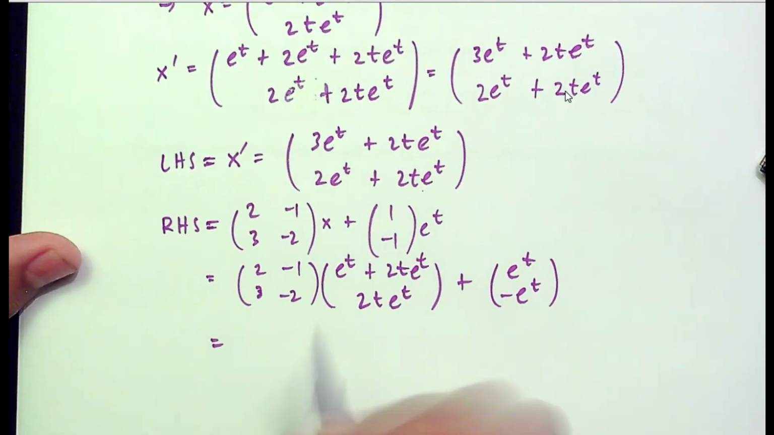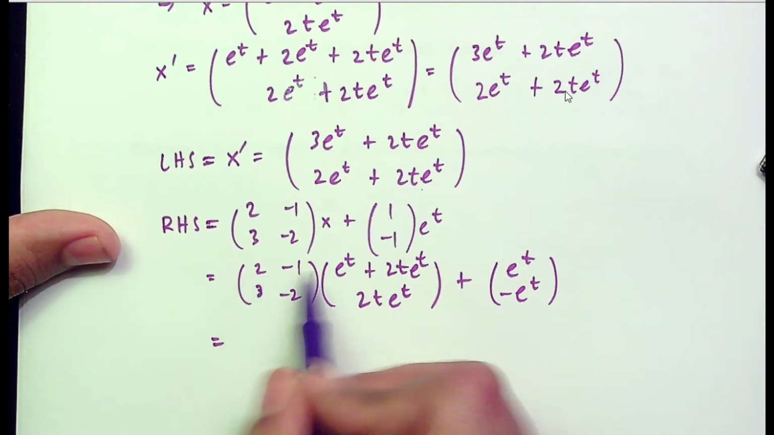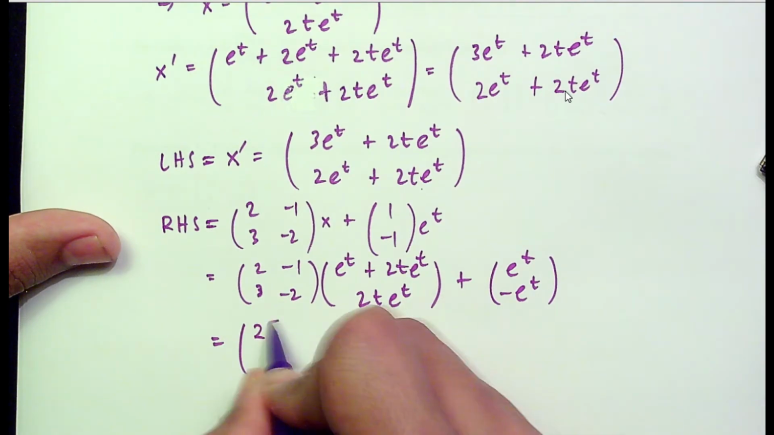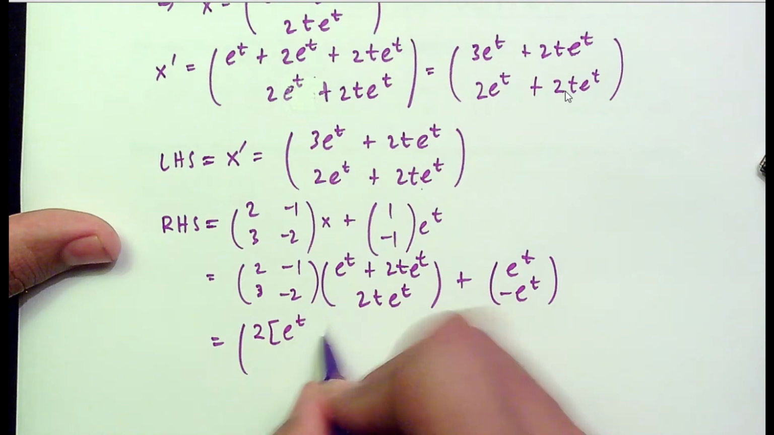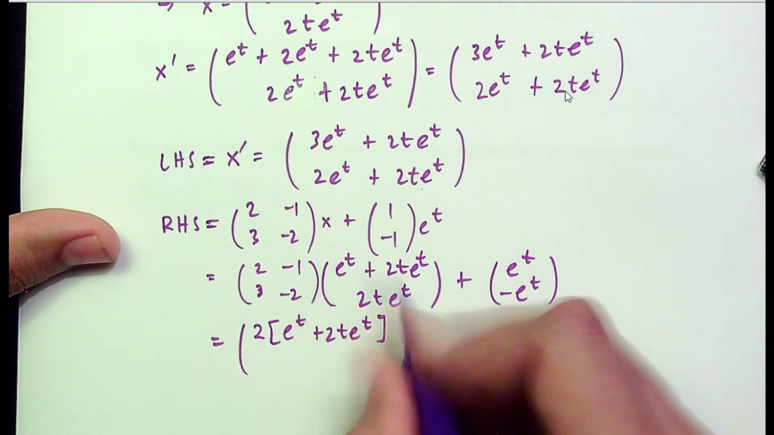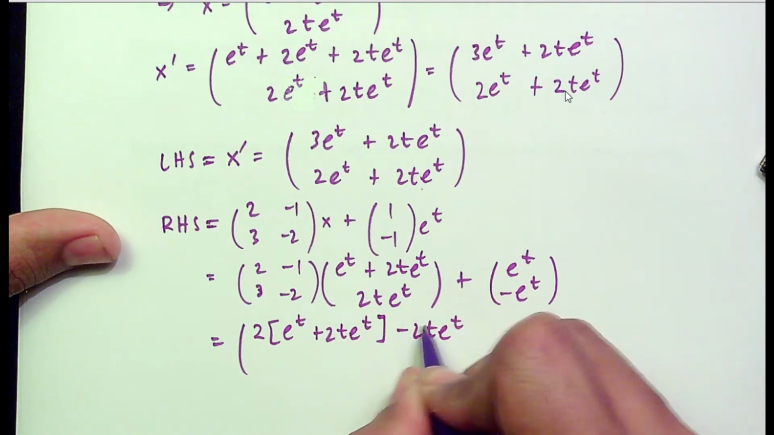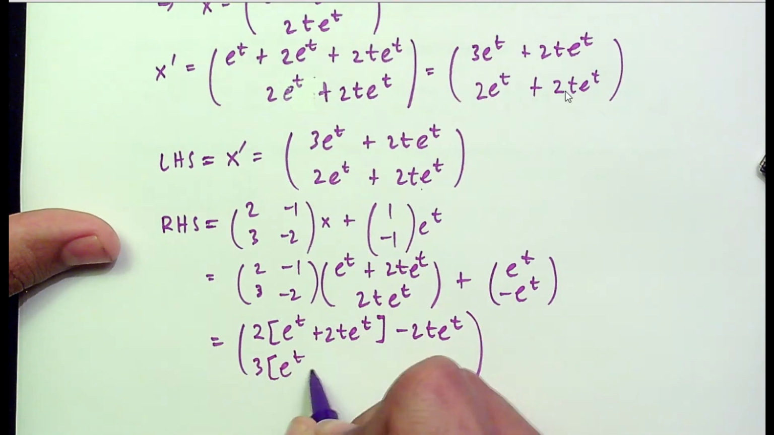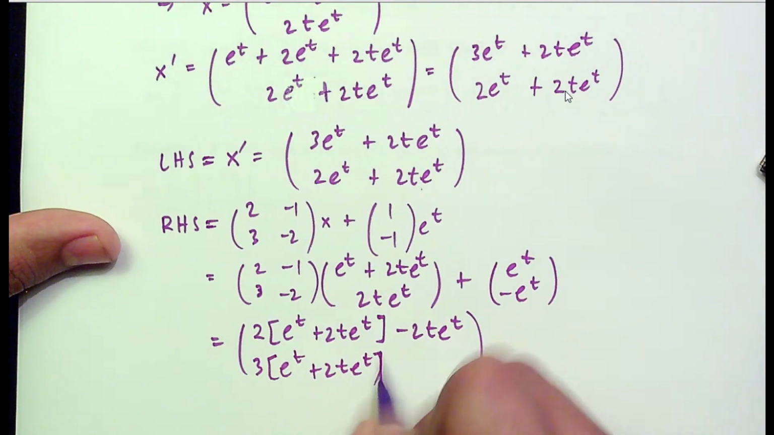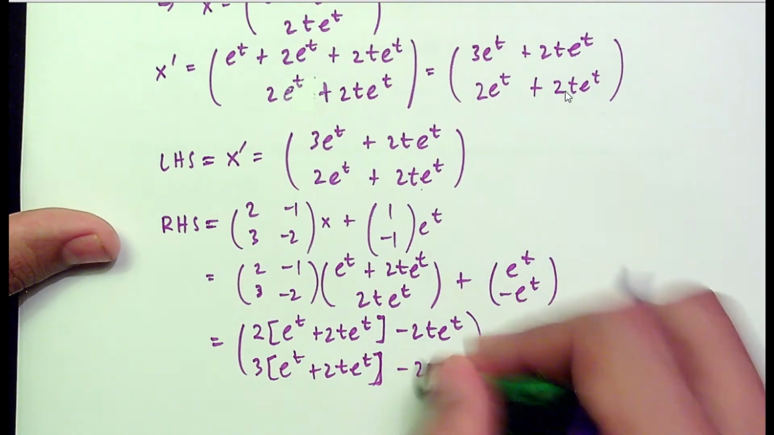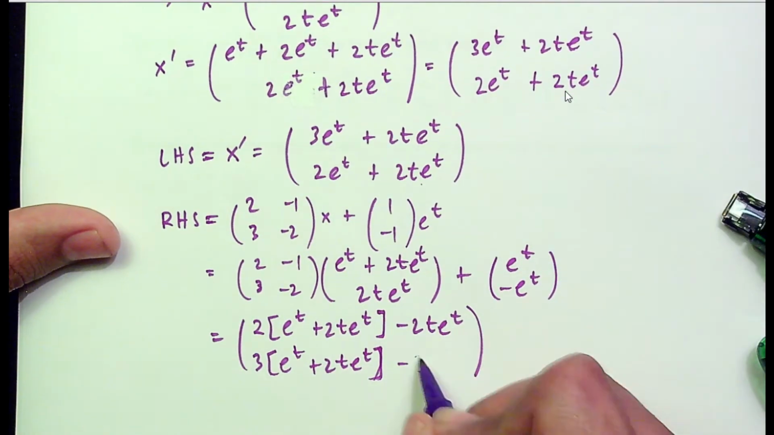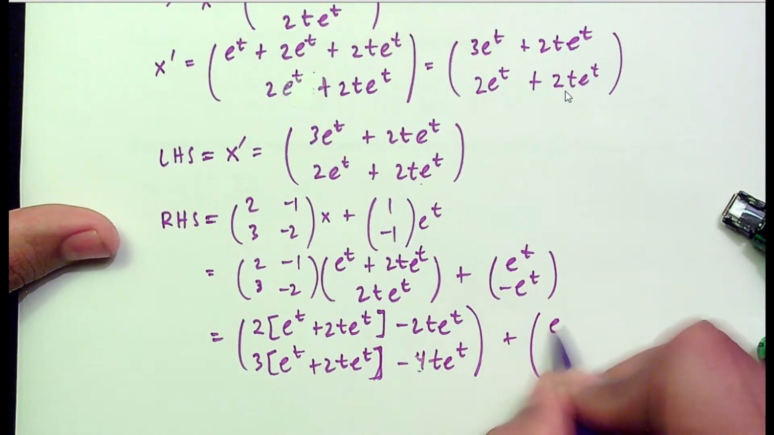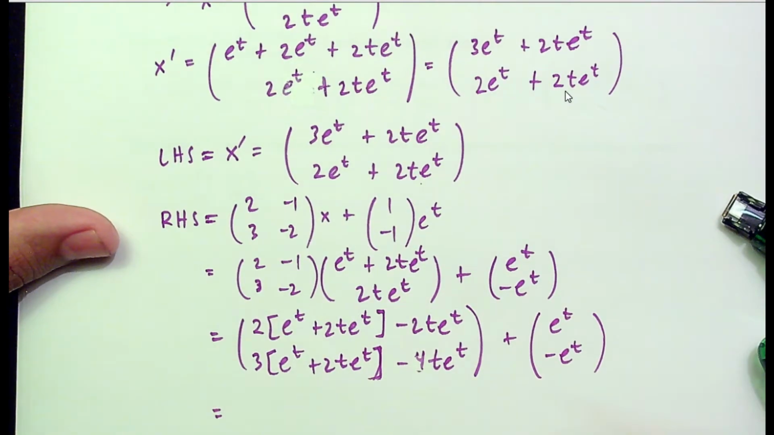And now let's do this product of this matrix by that vector. So dot product of the first row with that column, so this is 2 times e to the t plus 2t e to the t minus 2t e to the t, and then 3 times e to the t plus 2t e to the t minus 2 minus 4, we multiply, minus 4t e to the t, and then this is e to the t minus e to the t. Okay. Now, two more steps.